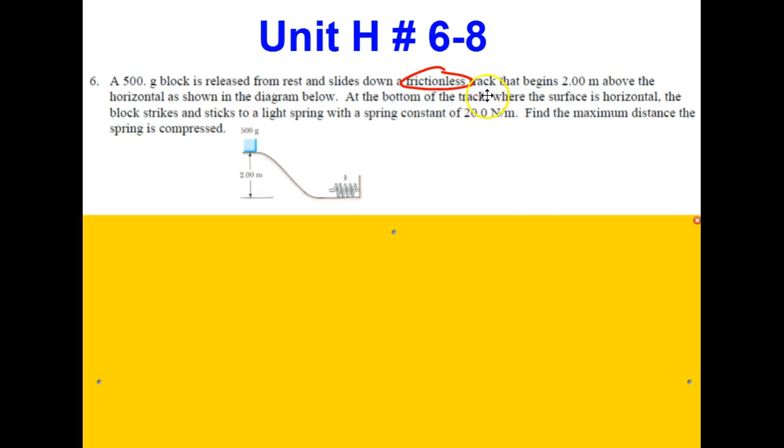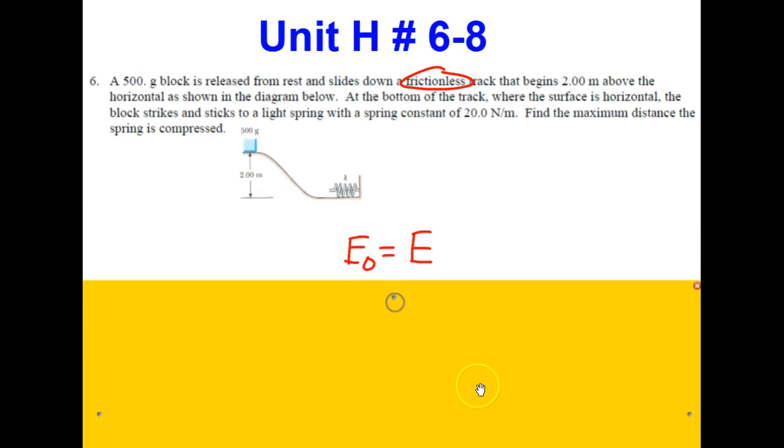The key to this problem is the fact that the track is frictionless. So this is a clue that we probably want to start with conservation of mechanical energy. This will be the initial state for the mechanical energy, and this down here will be the final state, where the block has slid down and compressed the spring.